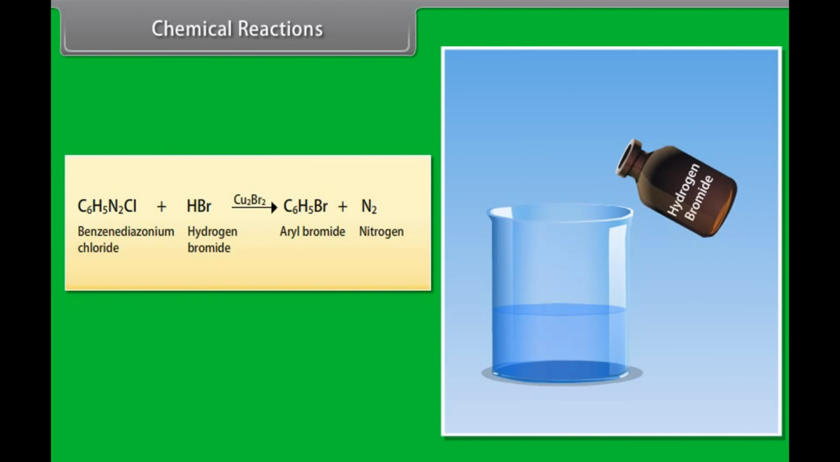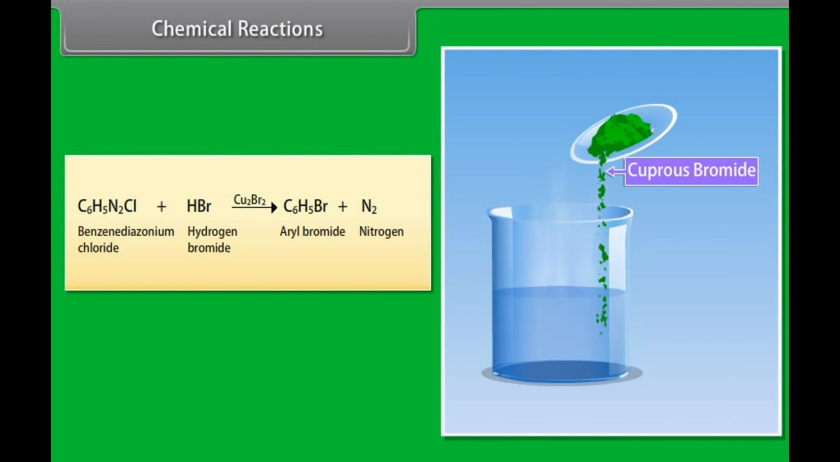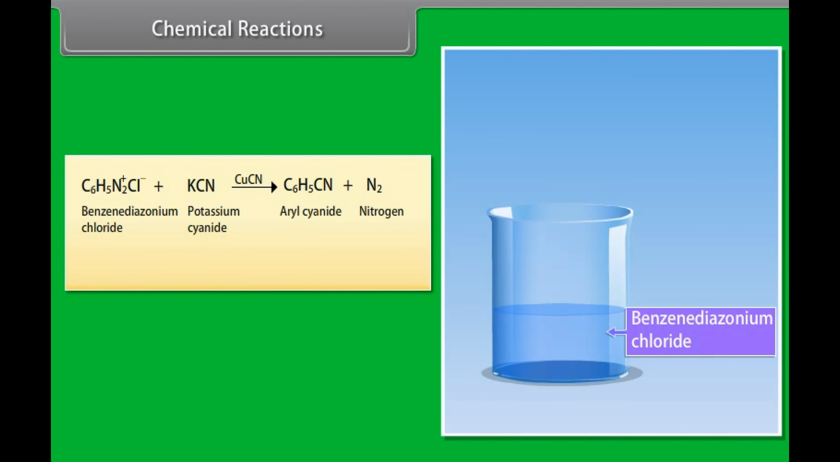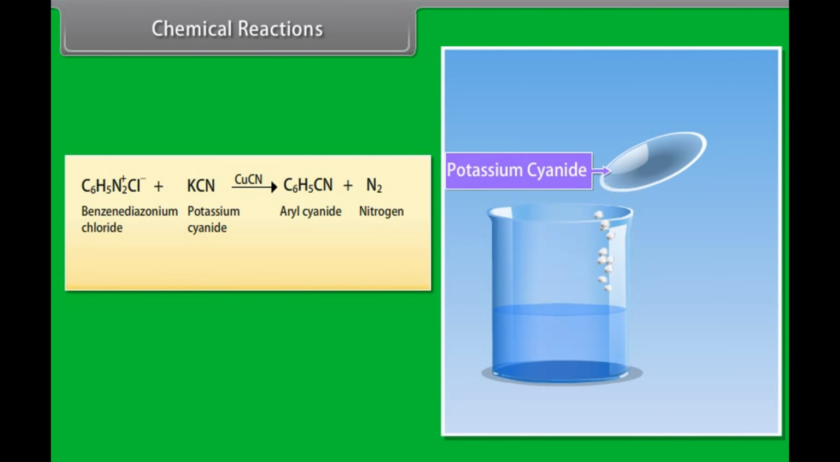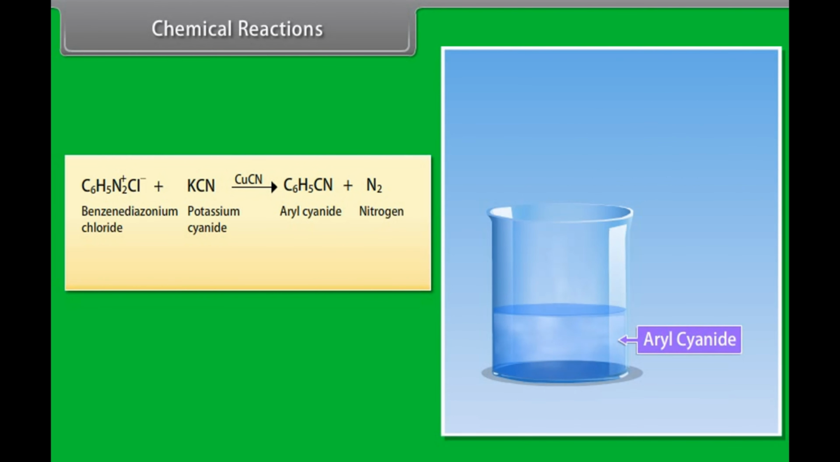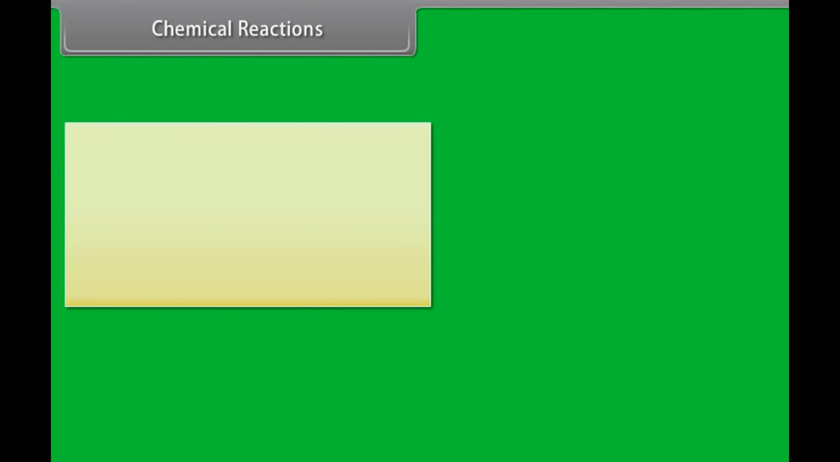Benzene diazonium chloride reacts with hydrogen bromide and cuprous bromide and yields aryl bromide and evolves nitrogen gas. Benzene diazonium chloride reacts with potassium cyanide and cuprous cyanide and yields aryl cyanide and evolves nitrogen gas. These reactions are known as Sandmeyer reactions.